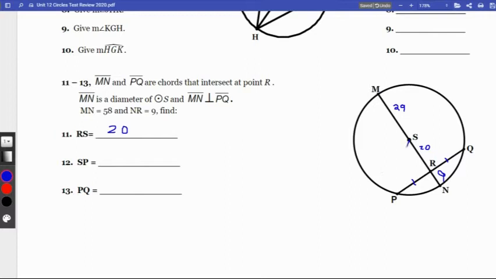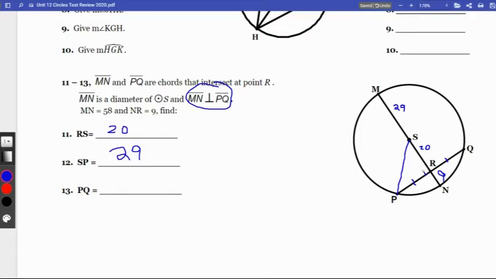SP is a little bit of a hint for us. They're asking us how long that segment is. Well, if the radius of the circle is 29, then that must be 29. And then finding PQ, well, I'm not sure how to do that, but I know how to find PR. And because this is perpendicular, that means that PR and RQ are the same. So if I can find PR, then I can just double it at the end to get PQ.